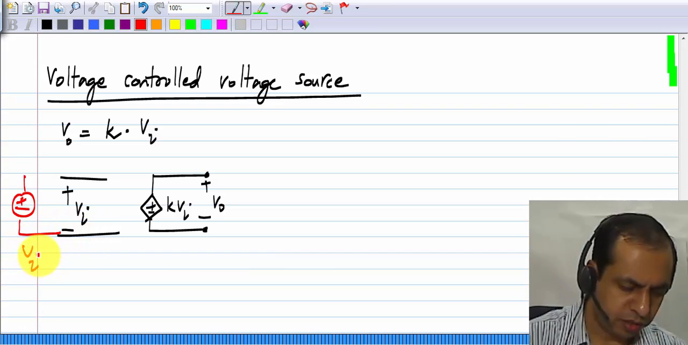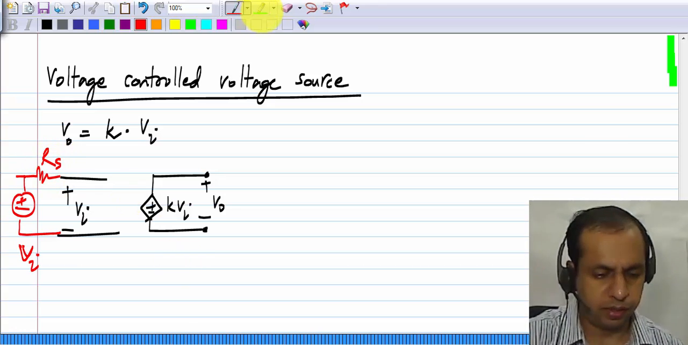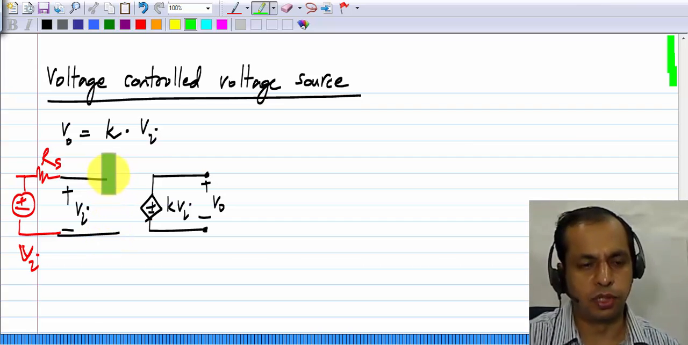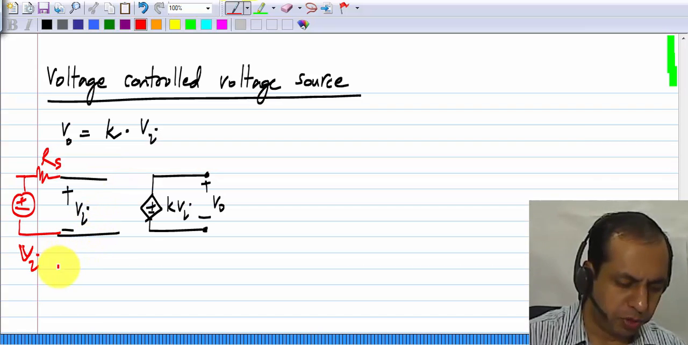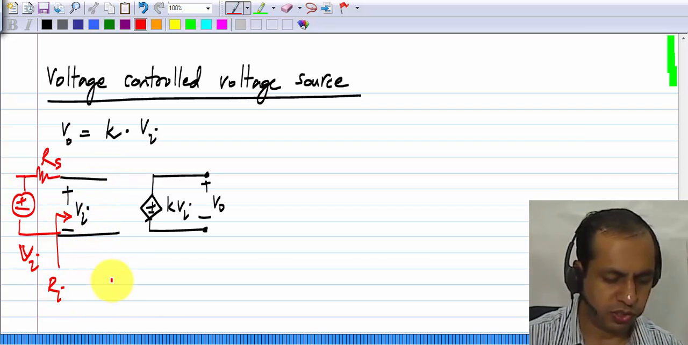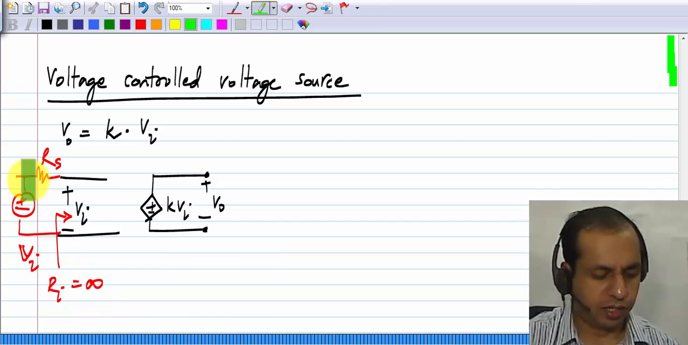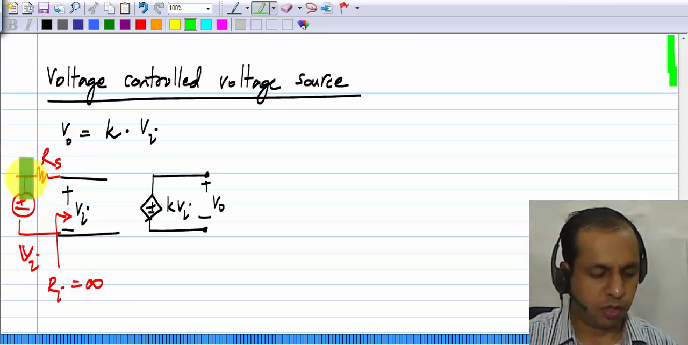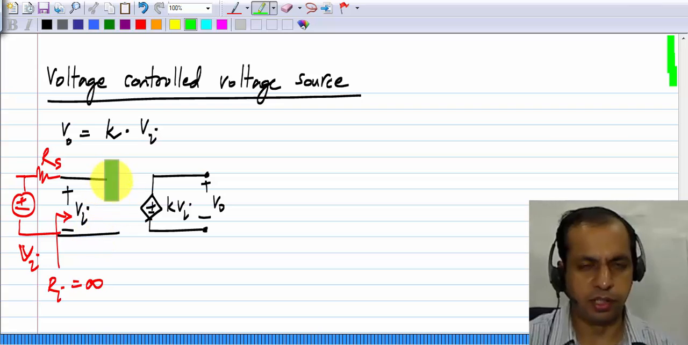You can connect an input voltage with any internal resistance. Now you can see that there is an open circuit between these two terminals, which are the controlling terminals of a voltage controlled voltage source. So this Vi appears here entirely. This is characterized by saying that the input resistance of a voltage controlled voltage source is infinity. If the input resistance is infinite, then you can use an imperfect source Vi with whatever value of Rs, but all of this input voltage appears across the controlling terminals of the voltage controlled voltage source. That's a very important thing.